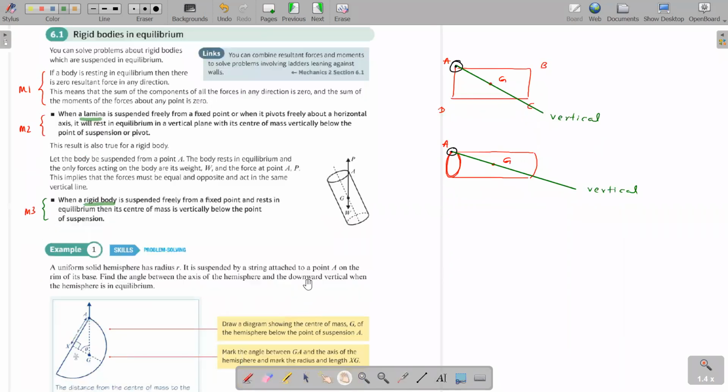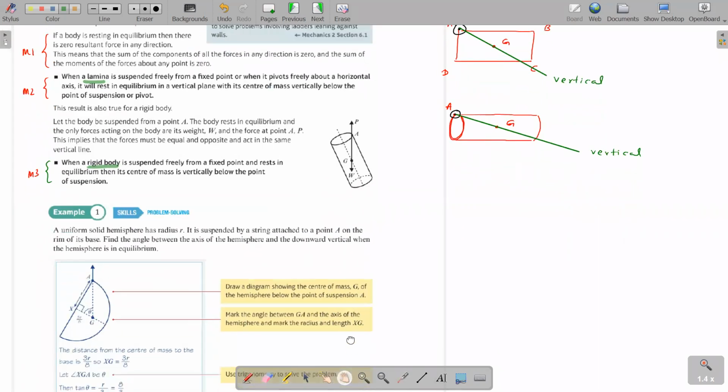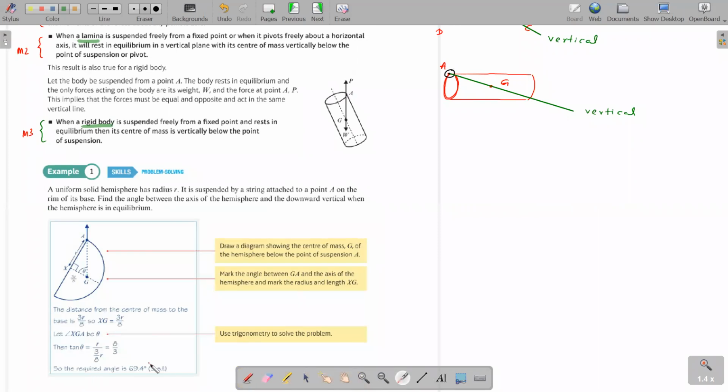So let's quickly go through this simple example. I'll go through this example to give you an idea before we move on to the exercise. A uniform solid hemisphere has radius r. It is suspended by a string attached to a point A on the rim of its base. Find the angle between the axis of the hemisphere and the downward vertical when the hemisphere is in equilibrium. Honestly, you don't need to draw this diagram because drawing this is really challenging, but if you can draw it, that's perfectly fine.